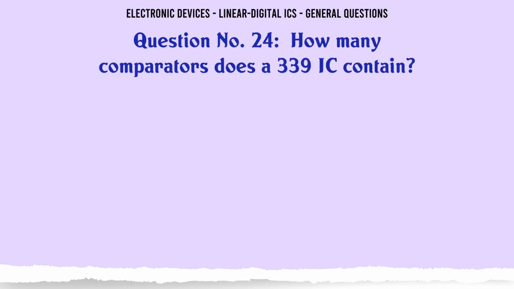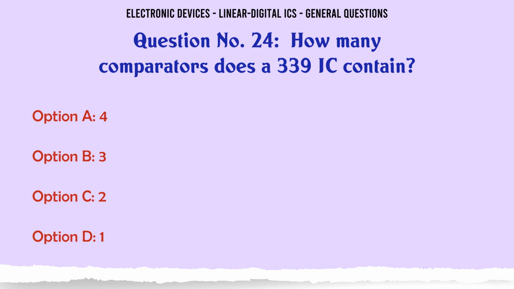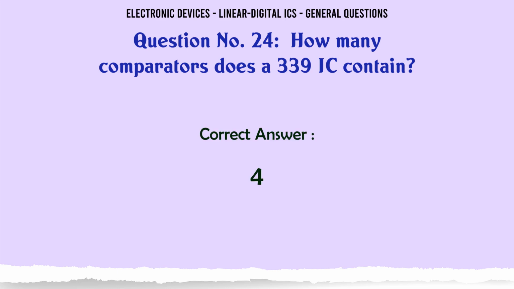How many comparators does a 339 IC contain? A. 4, B. 3, C. 2, D. 1. The correct answer is 4.